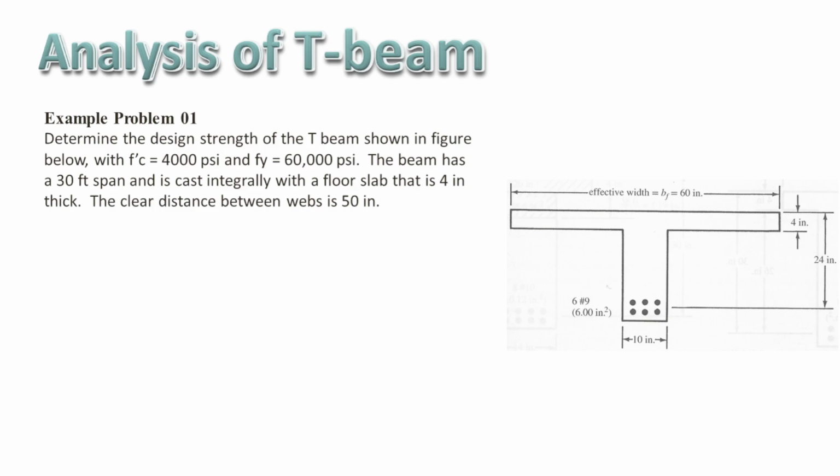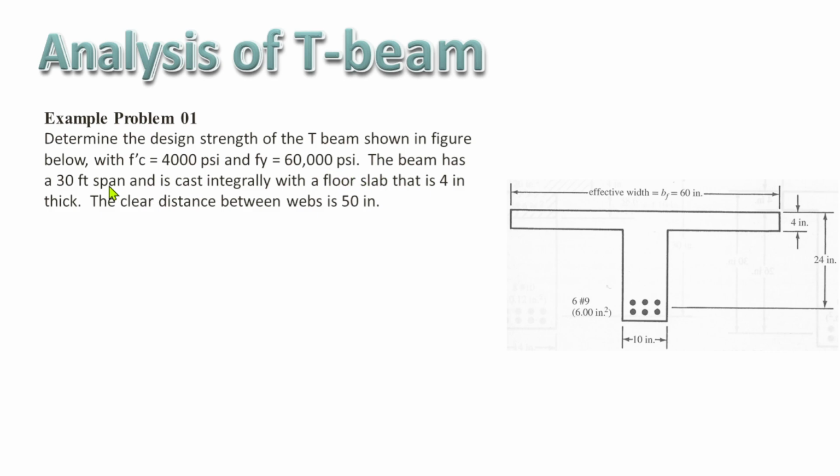In today's video, we are going to discuss the analysis of a reinforced concrete T-beam. So let us jump into another example, problem 01. Determine the design strength of the T-beam shown in the figure below, with a concrete strength of 4,000 psi and a steel strength of 60,000 psi.